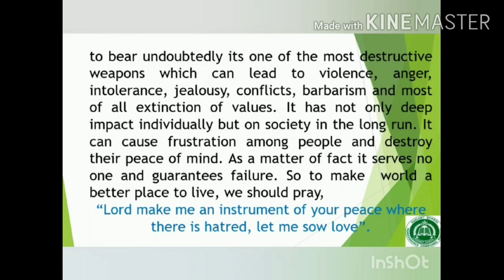As a matter of fact, it serves no one. No one can get benefit from hatred because it is a destructive thing and guarantees failure. It means that hatred always brings failure. So to make the world a better place to live, we should pray, Lord, make me an instrument of your peace. It means I want to be an instrument of peace. I want to bring peace in the society. Where there is hatred, let me sow love. If hatred is there, I want to bring love in the society.